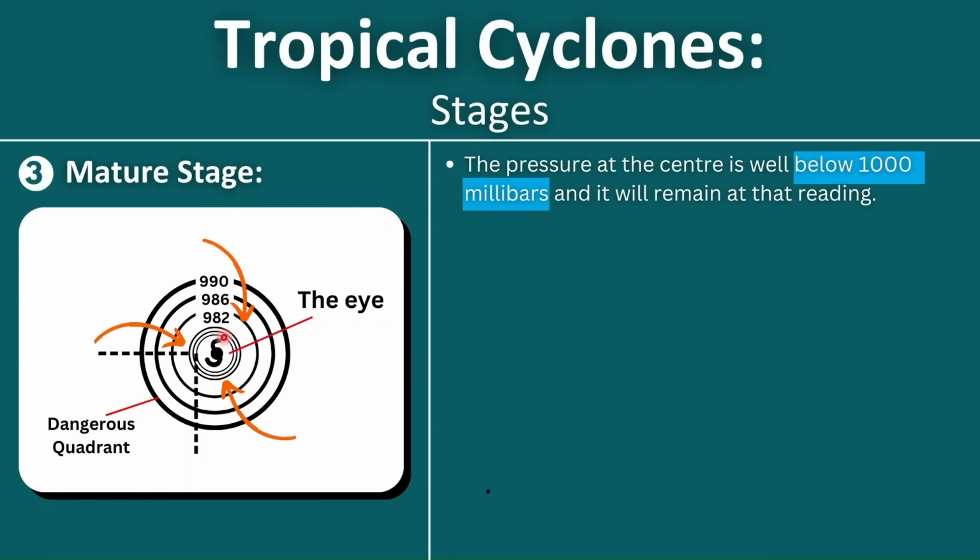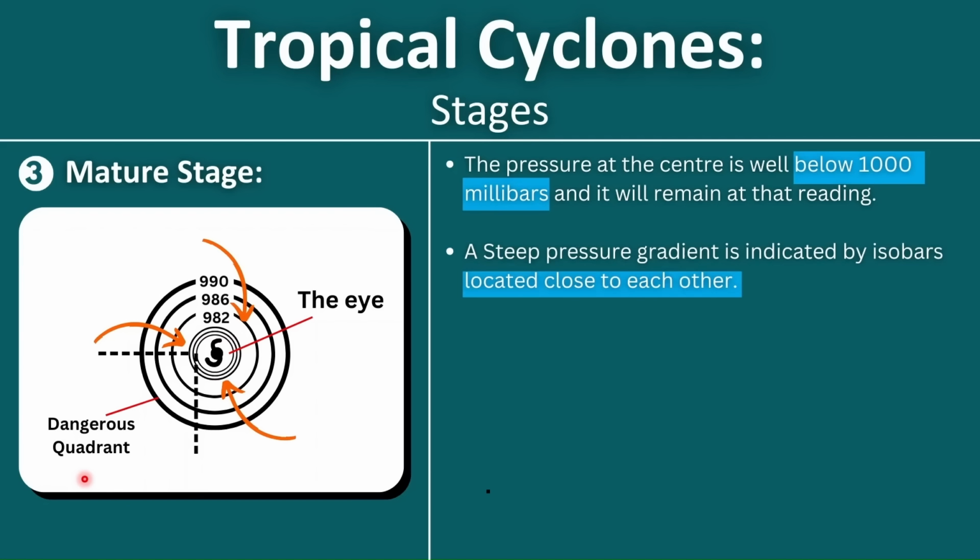We can see there is a very small distance between the isobars, and we can see the presence of a dangerous quadrant. A steep pressure gradient is indicated by isobars that are located close to each other. Can you see how close they are? So the closer they are, the steeper the pressure gradient. So the diameter is 300 kilometers to 500 kilometers. Right now the tropical cyclone is at its peak at this stage, in the mature stage.